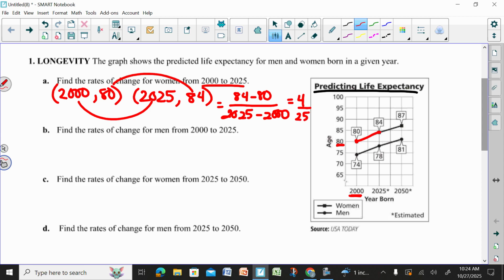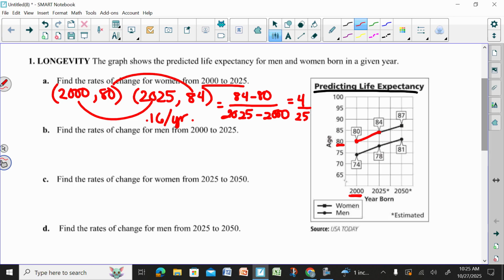So when we actually calculate that out, 4 divided by 25, take my calculator, just type it in. Don't use the fraction button this time. We're actually going to divide it out. 4 divided by 25 is 0.16 per year. So they gain 0.16 of a year per year, if that makes any sense to you. I know it's kind of weird to think about 16 hundredths of a year.